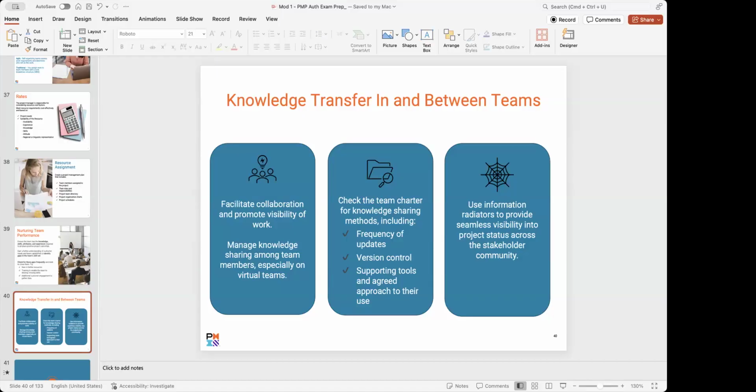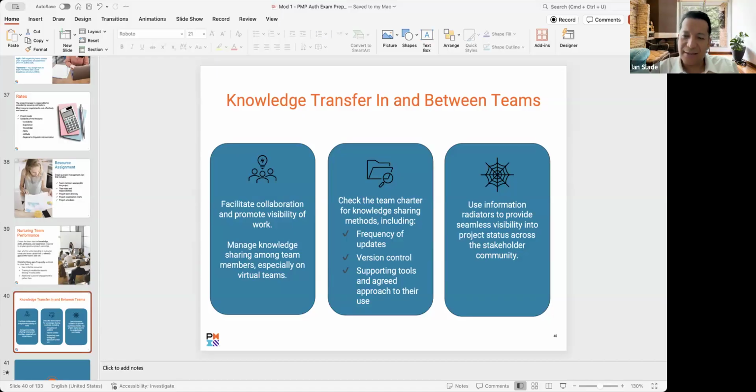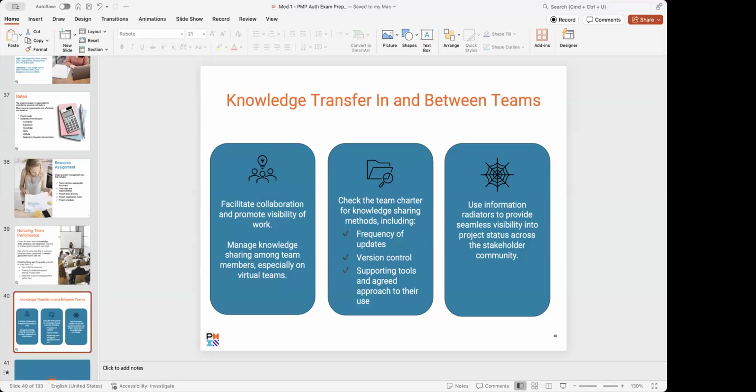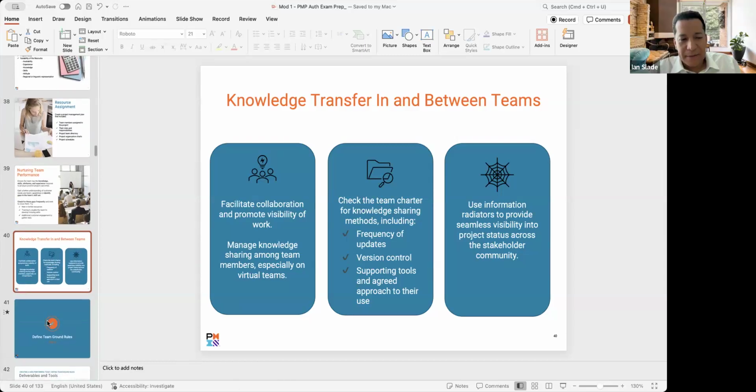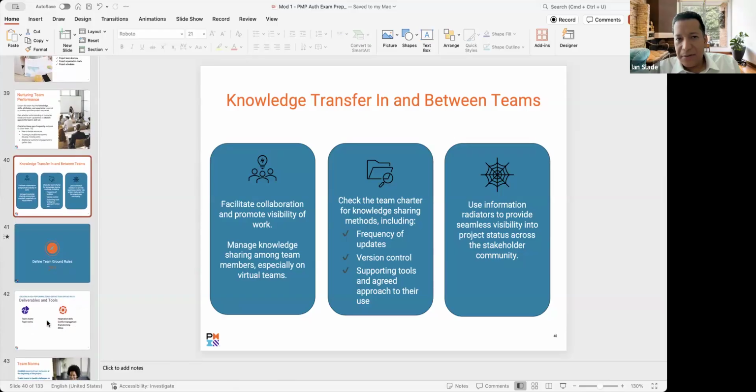So I hope that that was fun. Yes. No, thank you for sharing. Cool. Everyone clear on the 3 types of knowledge transfer? All good there? Okay. Moving along.